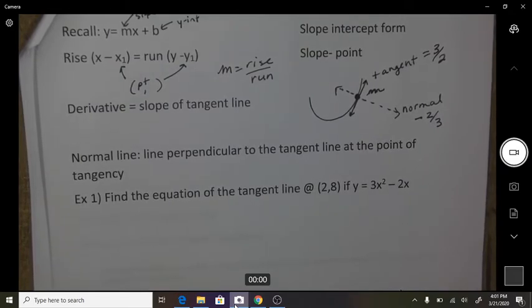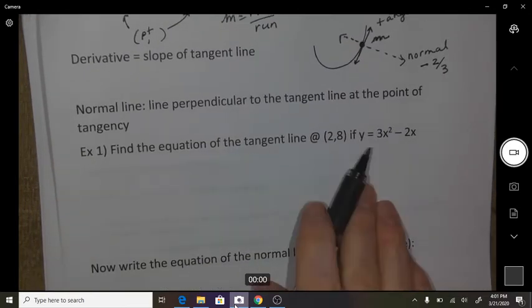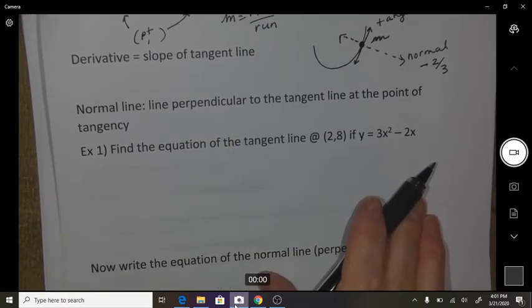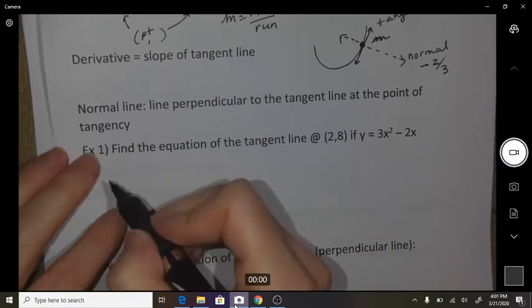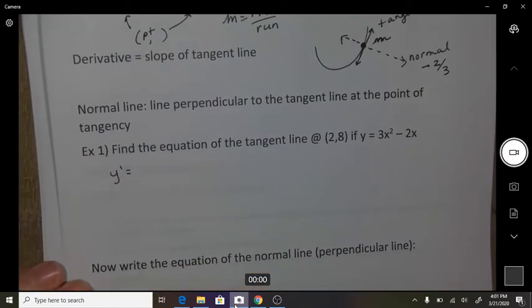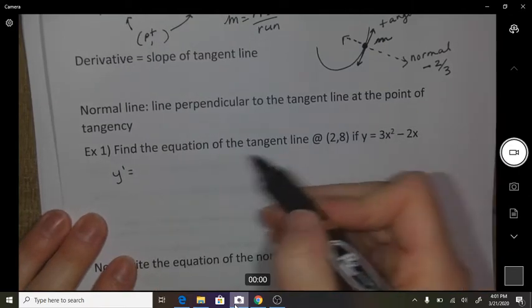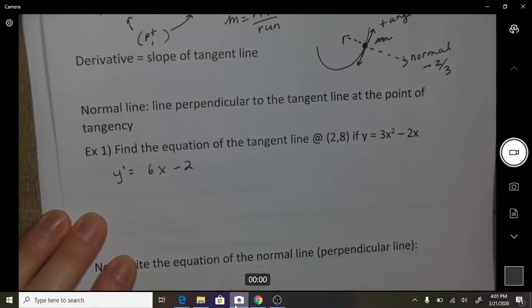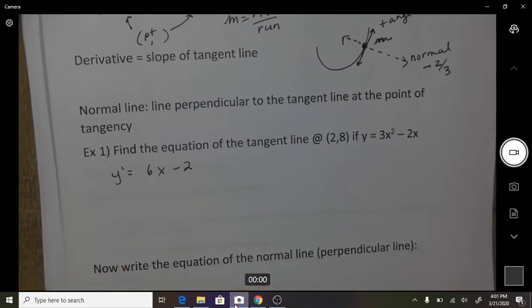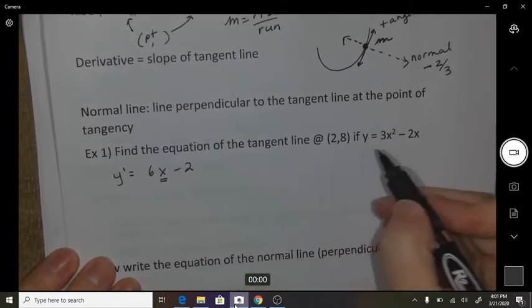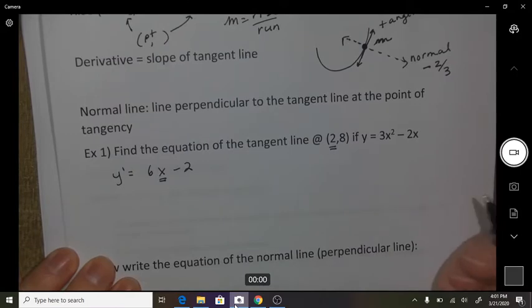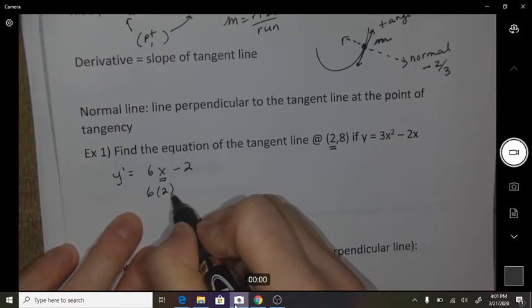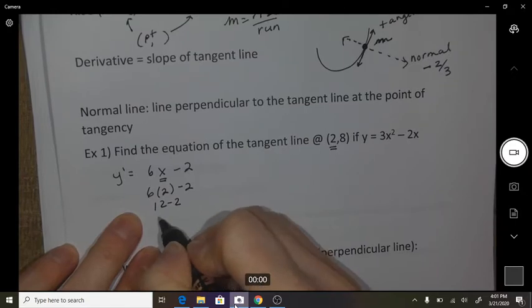and you reciprocate it. Okay, find the equation of a tangent line if y equals 3x squared minus 2x. So the first thing we're going to do is find the derivative of that equation. So again, the rules, so 6x, and then this would be minus 2. So now that's the equation of the slope, but we specifically want to know when x is a value of 2. So the slope is 10.